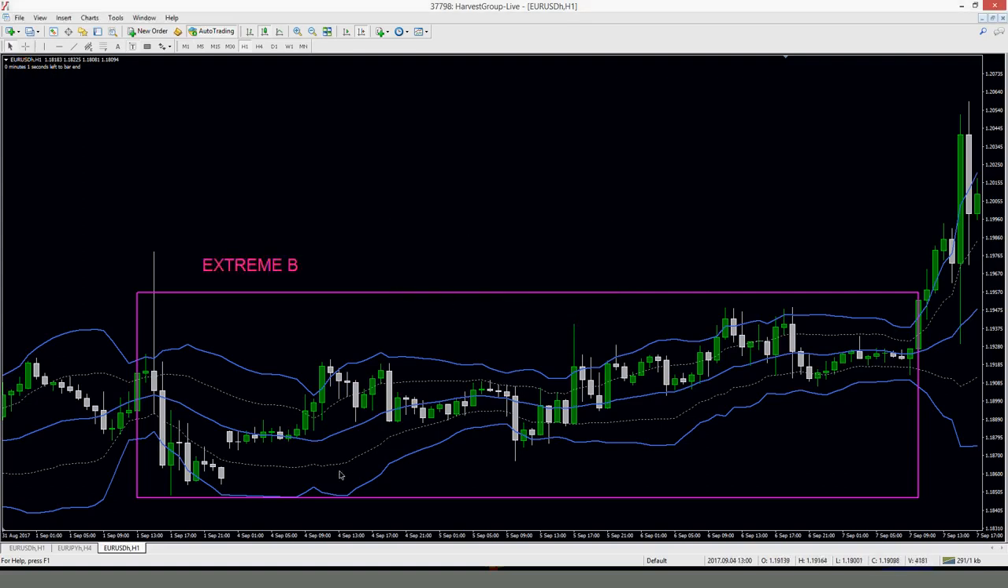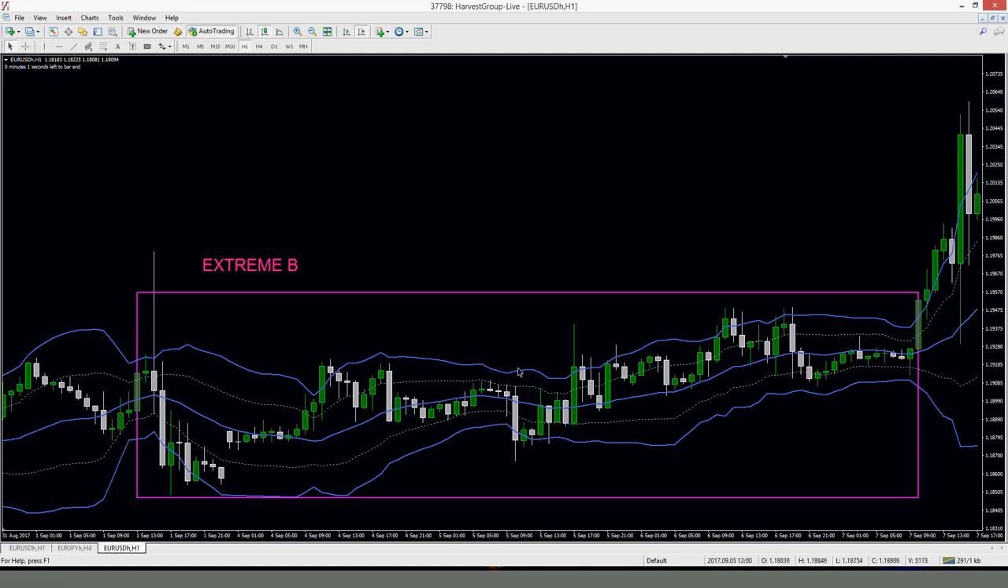Extreme B happens when the price rejects or breaks the Bollinger Band when it is a sideways Bollinger Band. As you can see here, the candle rejects and goes towards mid BB. Candle breaks and goes towards mid BB. Candle breaks, goes towards mid BB. So why is it that I say extreme B tells you that if the candle breaks or rejects the top or low BB, it goes to mid BB?